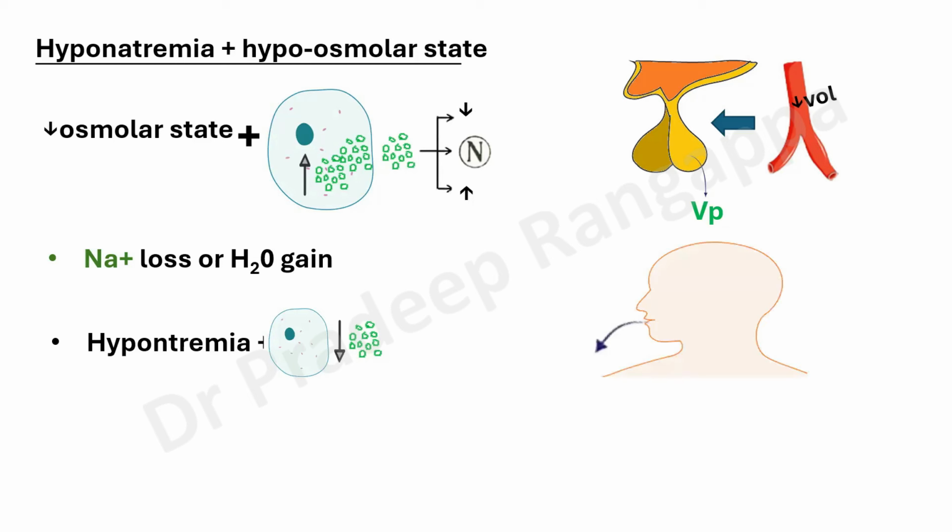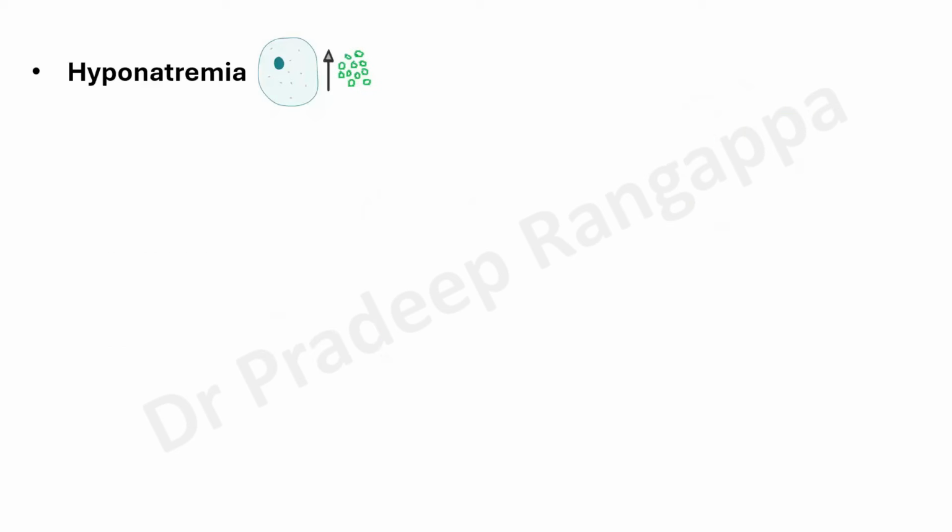So vomiting leads to reduced extracellular fluid, diuretics lead to reduced extracellular fluid, or any interventions which push the potassium out and push the sodium in. These are some of the causes for hypoosmolar hyponatremia due to reduced extracellular fluid.